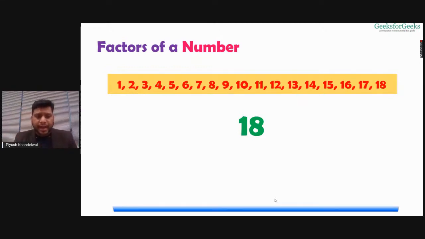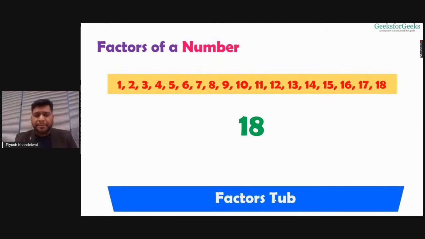So now I have a factor term with me. What will I do? I'll start from 1 and keep on dividing the number 18 by them. And the number that divides 18, I'll add that number to my factor term. So I'm going to follow the simple approach. I'll go from 1 to 18. Okay, so how do I check the divisibility, whether 1 divides 18 or not?